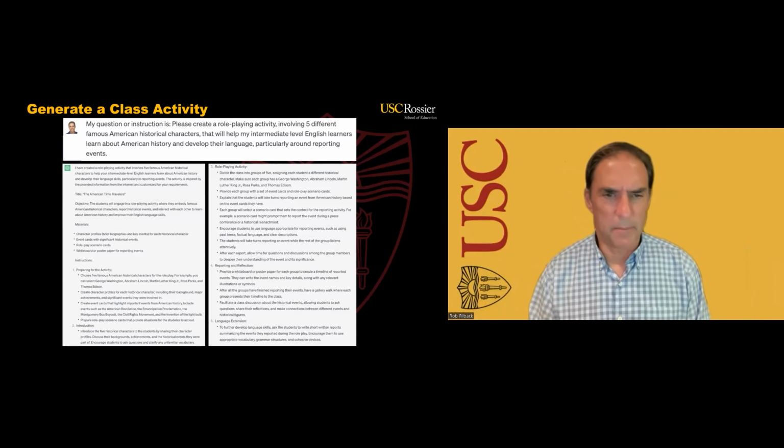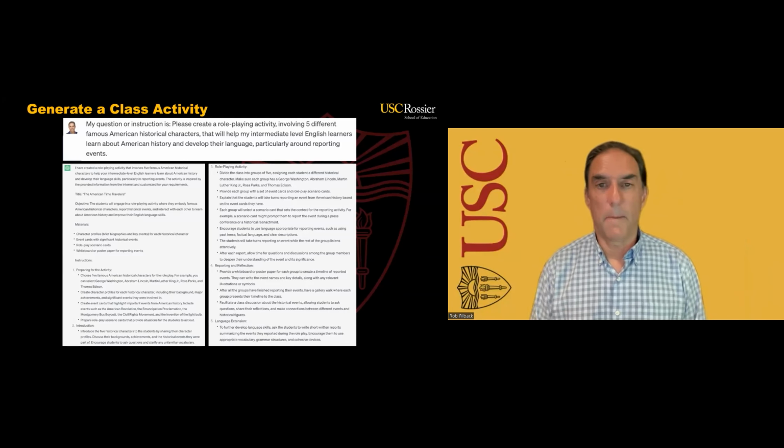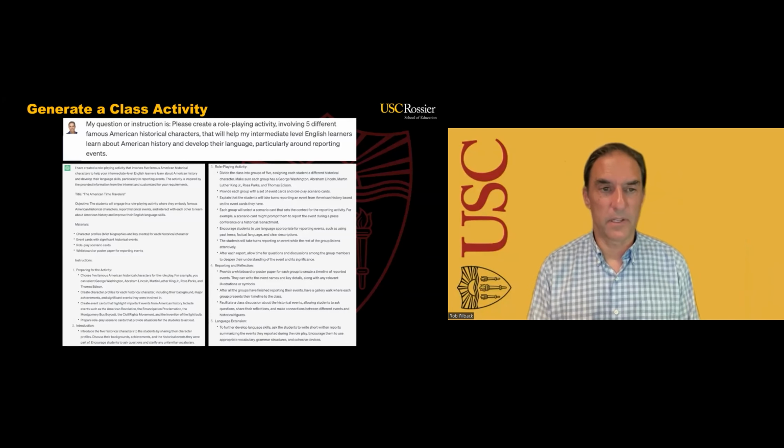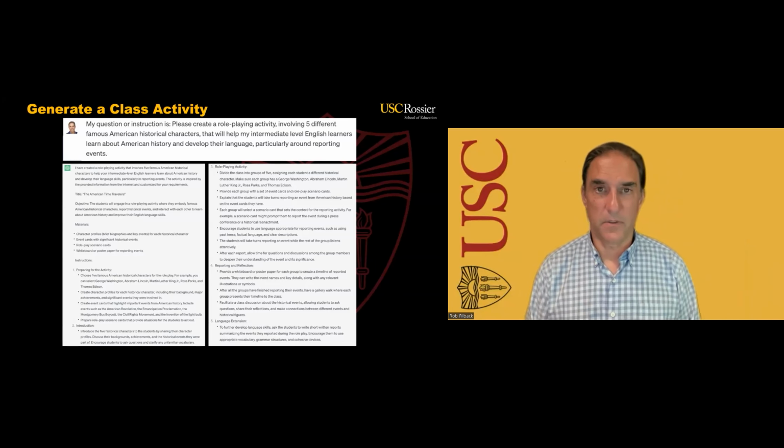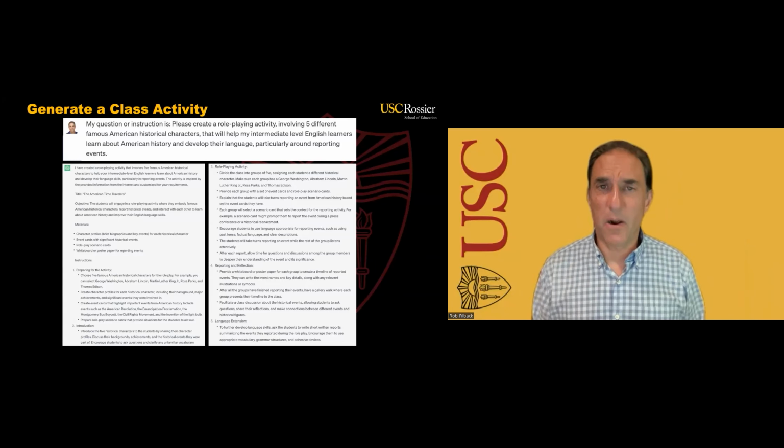George Washington, Abraham Lincoln, Martin Luther King, Rosa Parks, and Thomas Edison. It could help me do that. Later on, the activity calls for event cards. I could use ChatGPT to do that. Okay, so this is powerful.